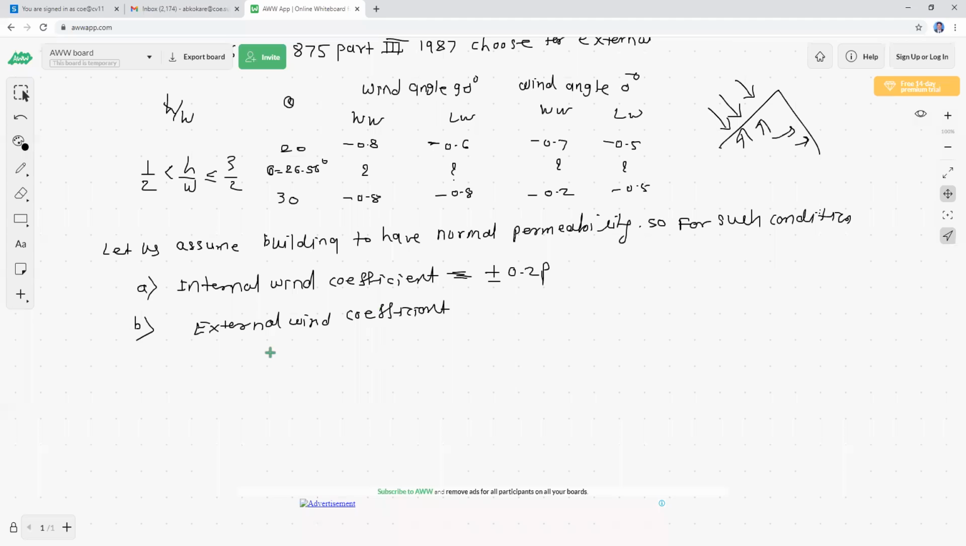So these external wind coefficients we will calculate. It means we have to calculate these question marks. 4 question marks we have to calculate. So we will calculate these 4 question marks in tomorrow's lecture. That is the external wind coefficient, and we will find the pressure. Okay. So today we will stop here. And tomorrow morning, everyone please join at 10. Okay.